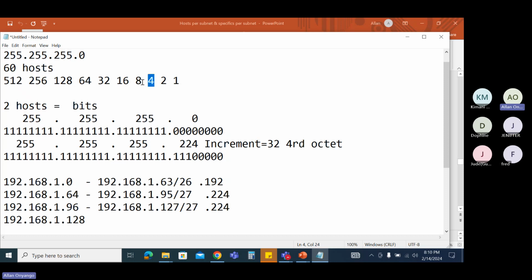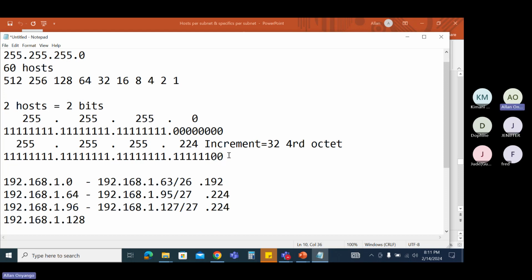Do you know what happens when you take 2? Because 2 is always 2 to power 1. So n is equal to 1. So what is 2 to power 1? 2. 2 minus 2, you're getting 0 hosts. That's why you always take the next one. So we cannot take 2, we take 4, which is 2 to power 2. So we are going to need 2 bits. Reserving 2 bits, 1, 2. So this one should be 1, 1. We only need 2 bits reserved.